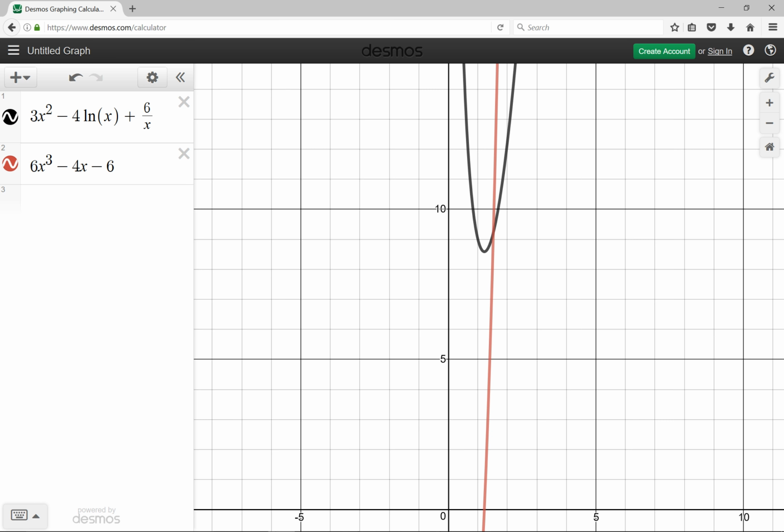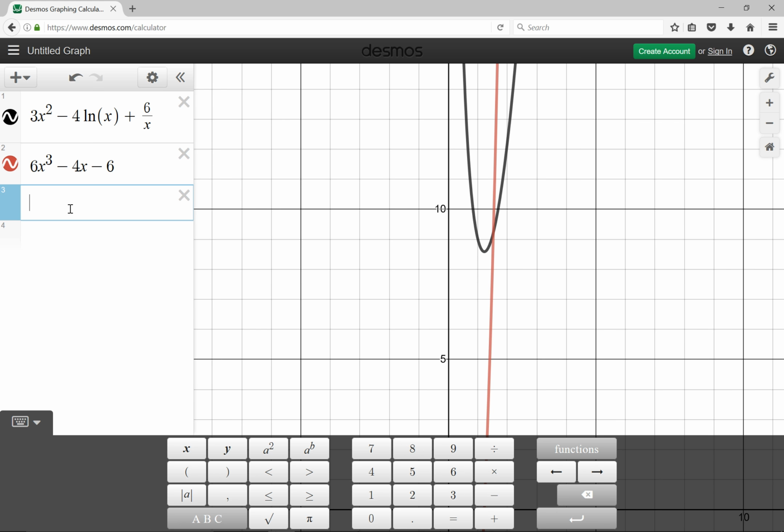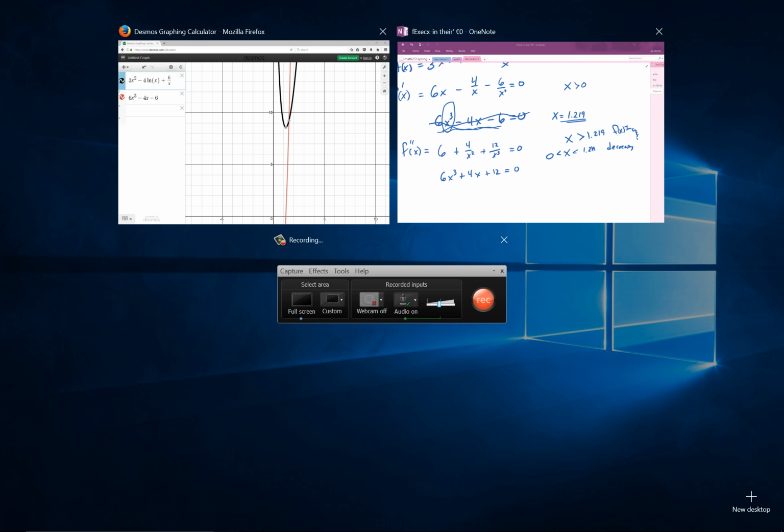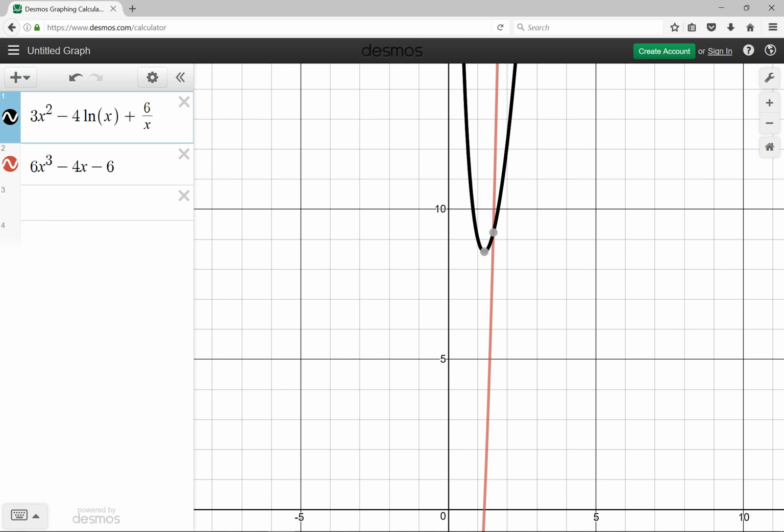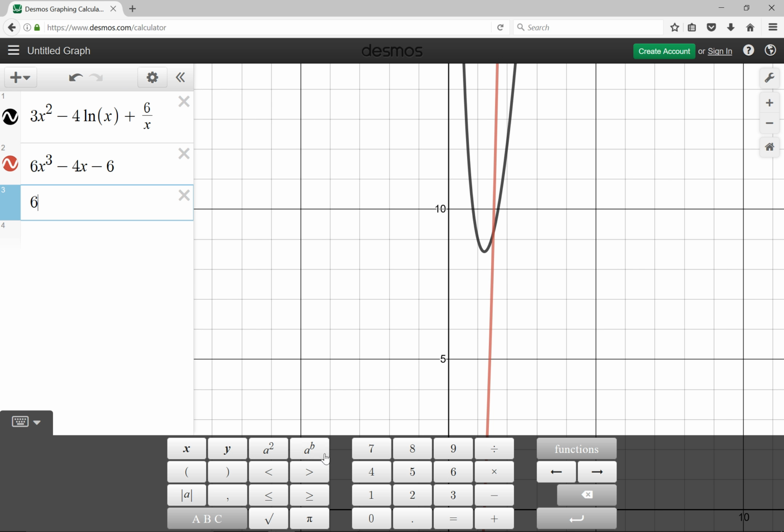Now, you may have been paying attention and see that black line right there? It's always opening up, isn't it? So where is it concave up? It looks like everywhere to me anyways. I don't know that I'm right, but that's what it looks like. So 6x cubed plus 4x plus 12.